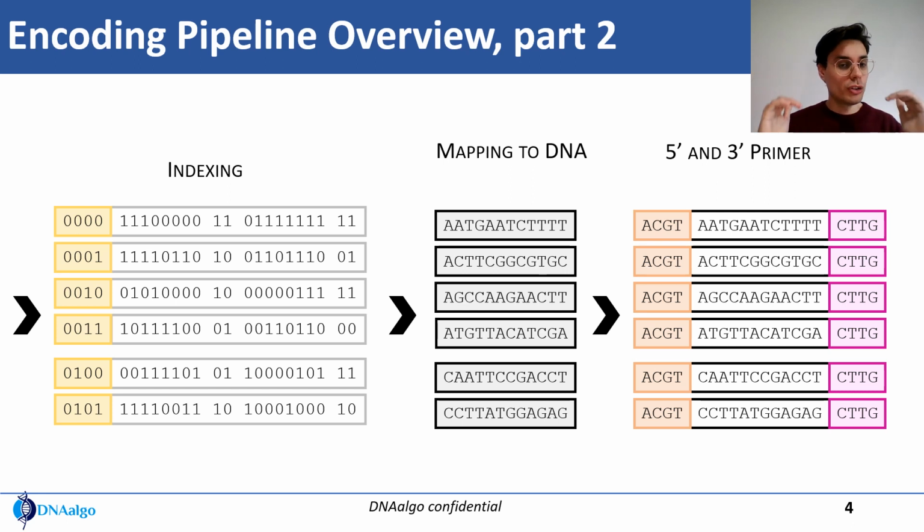Then, to each chunk, you attach and evaluate a unique index. The role of the index will soon be clear. Afterward, to each chunk, you perform a translation from the binary domain to the DNA domain. Finally, to each oligonucleotide, you attach a primer. As you can see from the picture, the primer is common to all sequences and will uniquely identify the binary file.